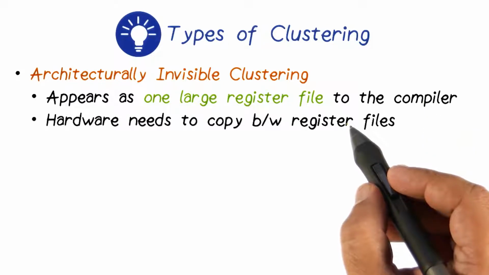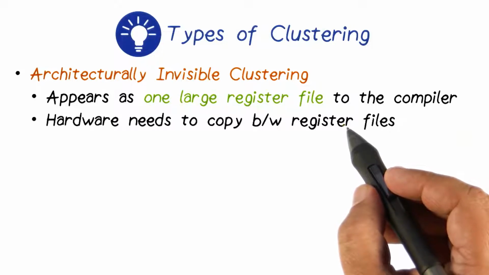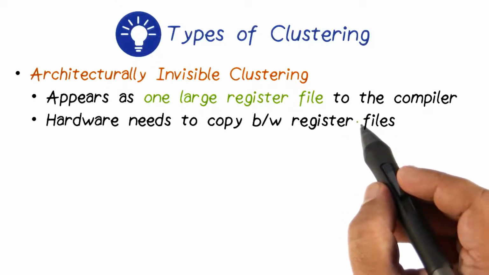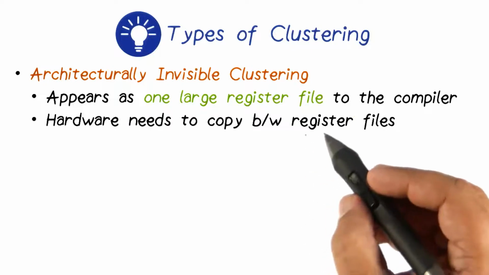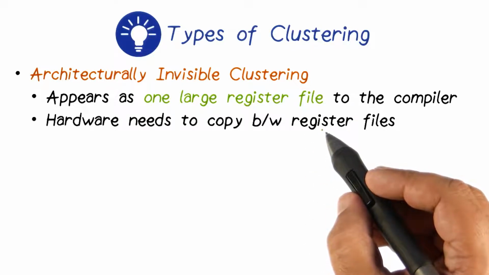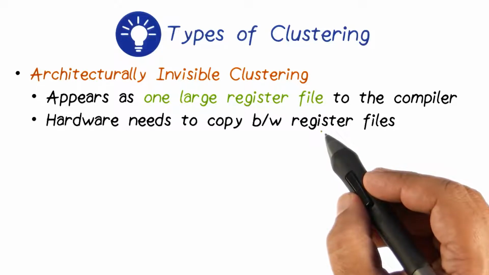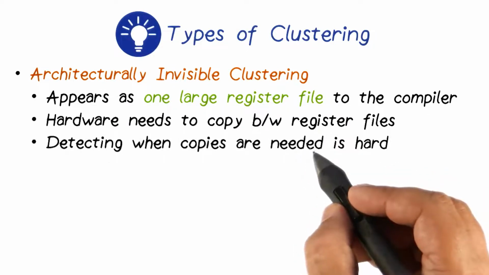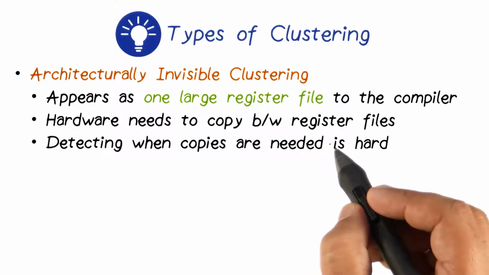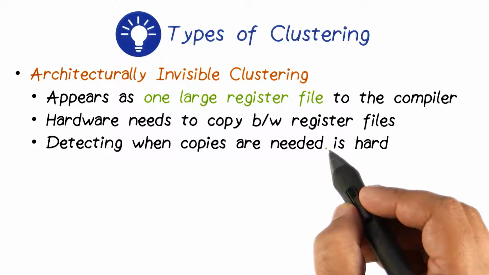So how are the registers managed, and how is the operand moved from destination to source? Who does that? In this situation, because the compiler has no knowledge about this, the hardware is the one which copies the registers from one to the other. Remember, in VLIWs, we do not have any bypass network which automatically allows this copying. So something needs to happen here to detect the destination and the source operands and to make sure that those registers are copied from the source to the destination. And due to this reason, detecting when copies are needed and how to carry out those copies from where to where is a hard problem.